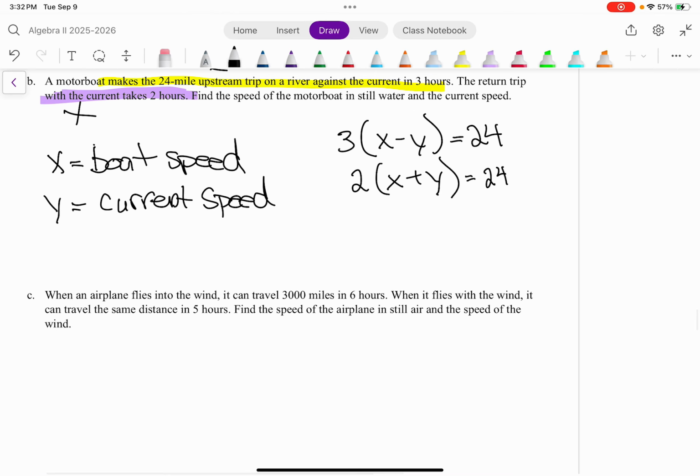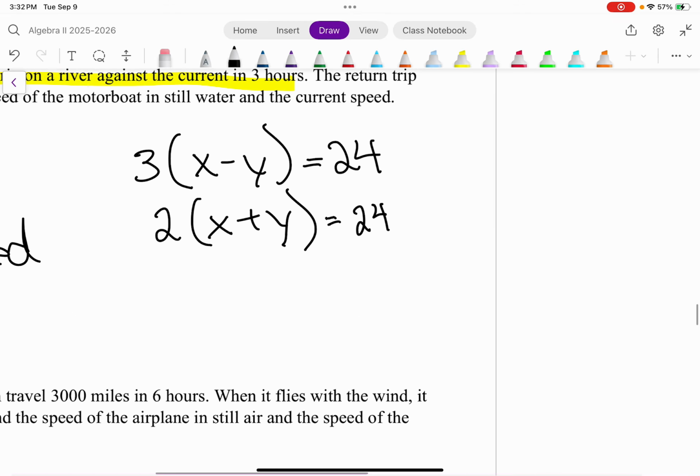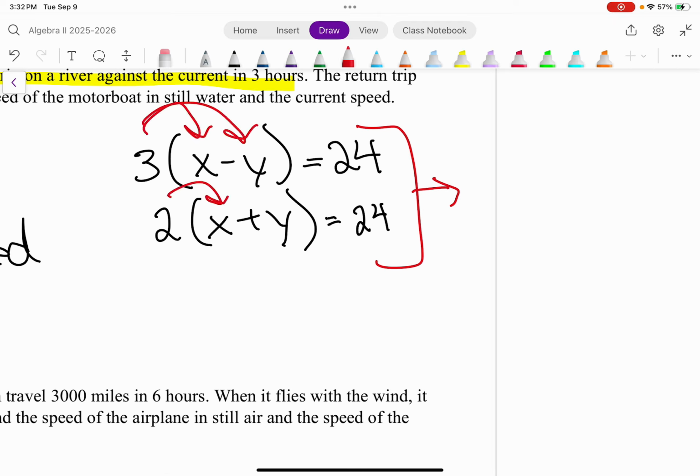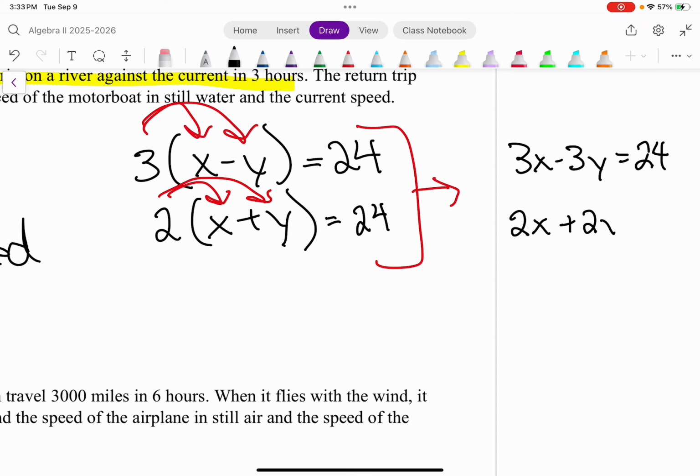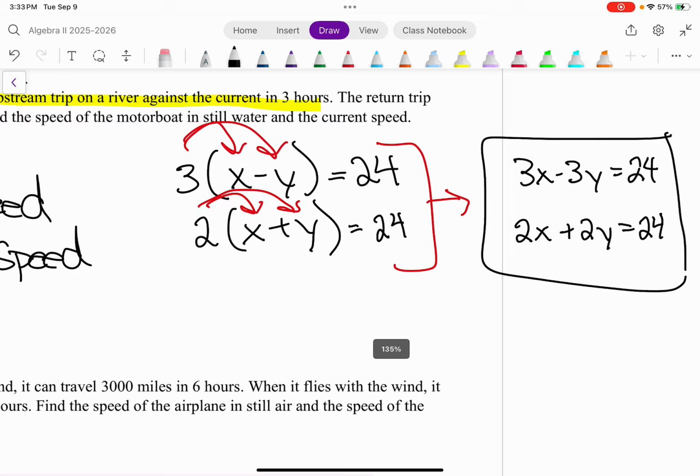So if you left it like this, we're just writing equations, this would be okay. Once we get to solving, though, it's going to make it easier if we don't have those parentheses. So we're just going to distribute the 3 and then also the 2. This will give us the equation 3x minus 3y equals 24, and the equation 2x plus 2y equals 24. And that would be our answer.